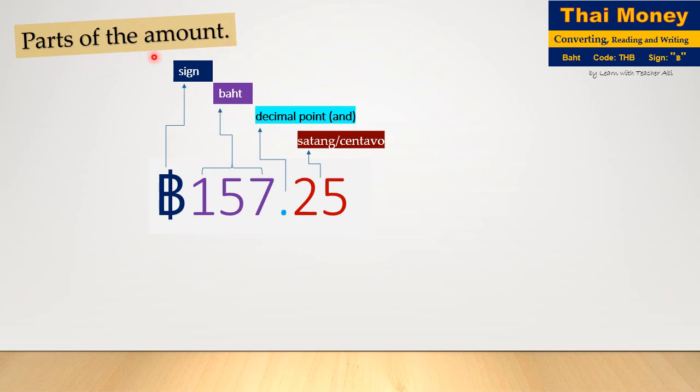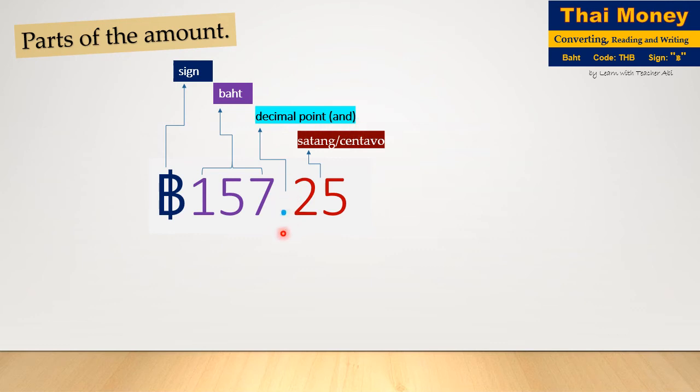Right, so these are the parts of the amount. Amount means the value or the money. So we have here the sign. If you see this sign, it refers to Thai money. It's called baht. You read it as baht. Next one is the value of baht. How much? Here, 157 baht. After this, you'll see the period in English, but we call it the decimal point in mathematics, and we read it as 'and'.